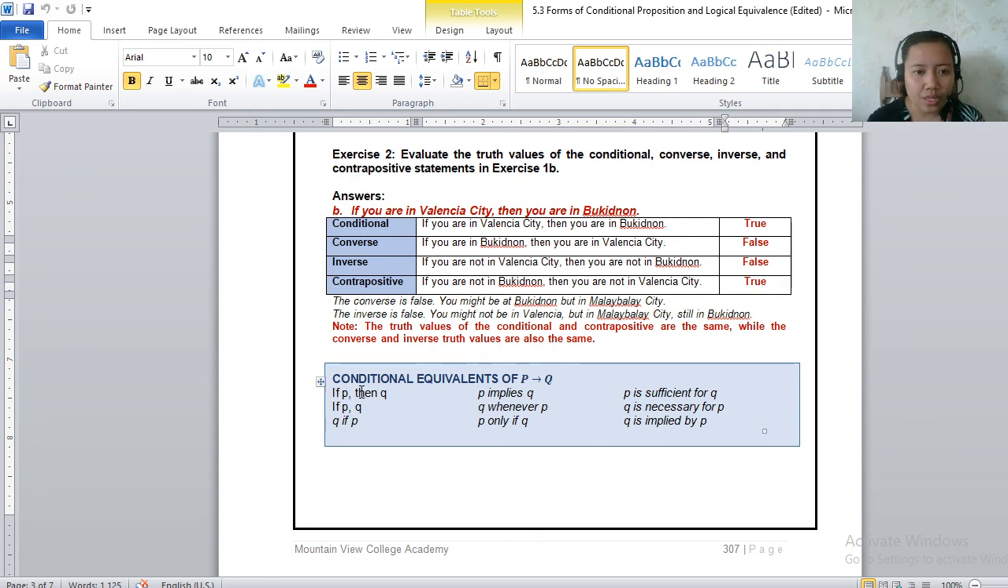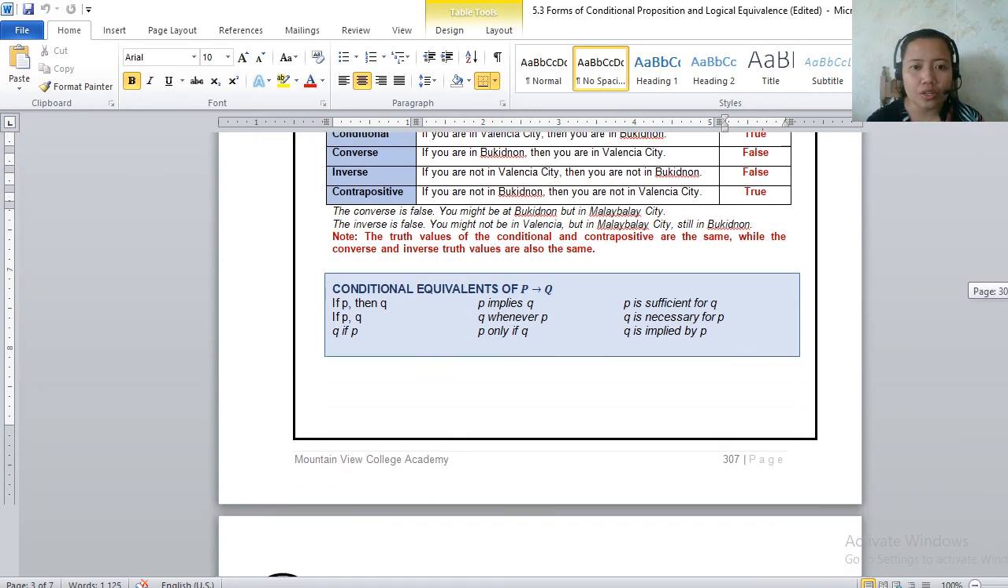So here are the conditional equivalents of P arrowhead Q. If P, then Q. So P implies Q. P is sufficient for Q. If P, comma, Q. Q whenever P. Q is necessary for P. Q if P, P only if Q, Q is implied by P.